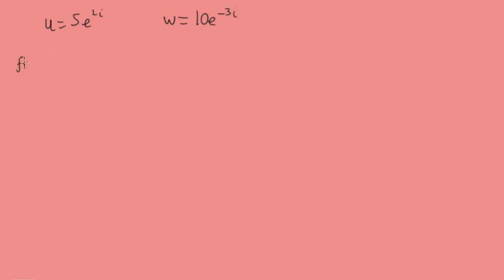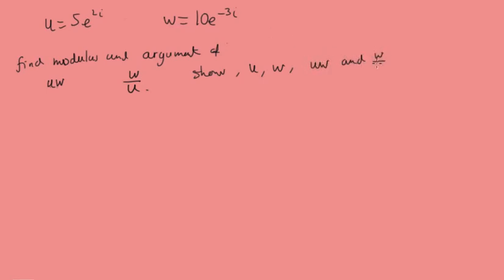So we want to find the modulus and argument of u times w and w over u. And we want to then show u, w, uw and w over u on an Argand diagram.